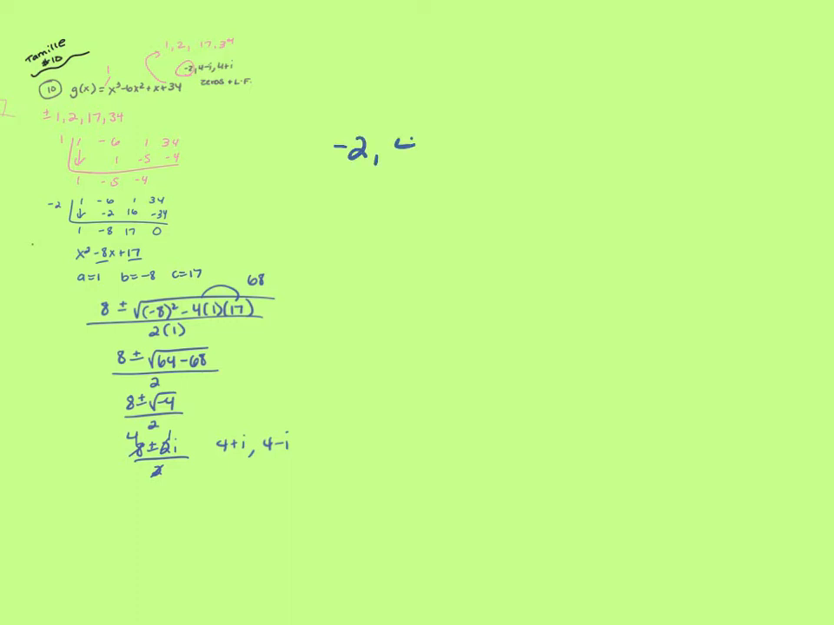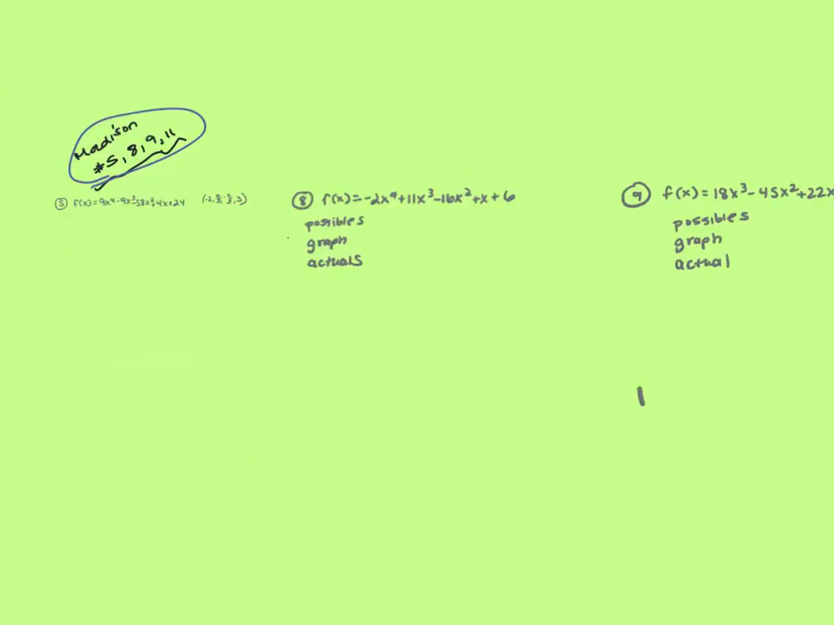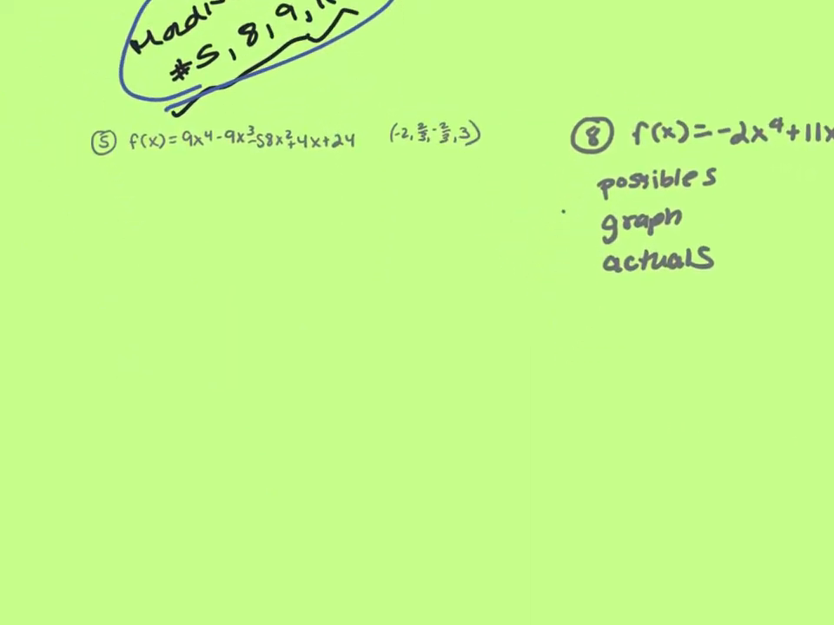So when I list my roots, they look like that. Linear factors, I would do x minus a negative 2, so it changes the sign. x minus 4 minus i changes both those signs. x minus 4 plus i changes both those signs. Okay, here's the questions. These are Madison's questions.